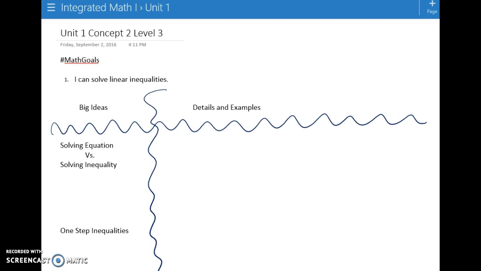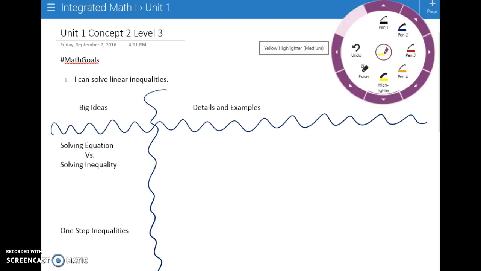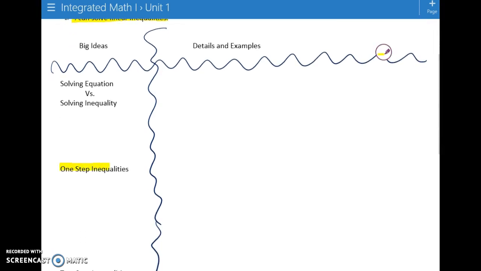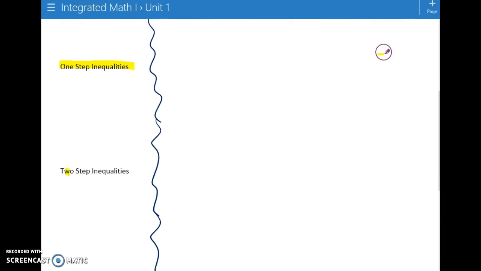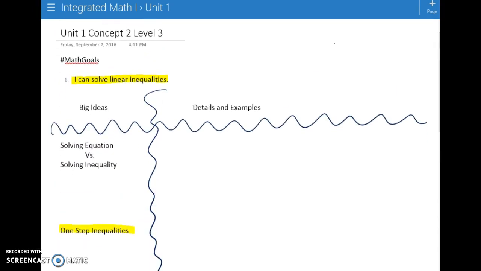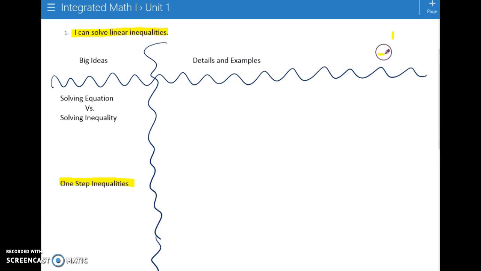In this video, we're going to focus on solving linear inequalities. We're going to focus on different types. We'll do one-step, some two-step, and some multi-step, which includes the distributive property. So yeah, let's just roll with it.